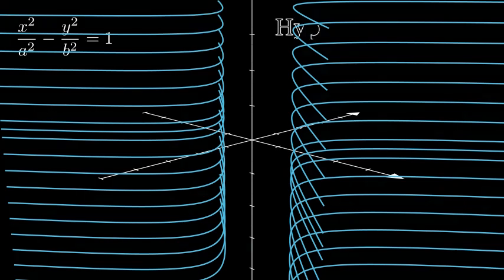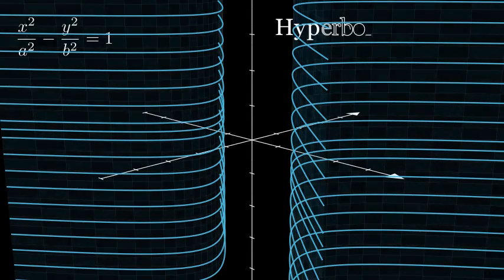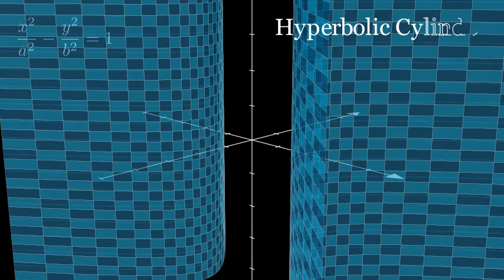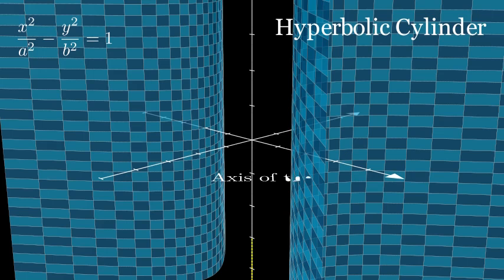When these infinite copies merge together, they form a continuous surface. This surface is what we call a hyperbolic cylinder. The hyperbolic part describes its cross-section, and the cylinder part comes from the fact that this cross-section is constant along one axis, in this case, the z-axis, which is the axis corresponding to our missing variable.